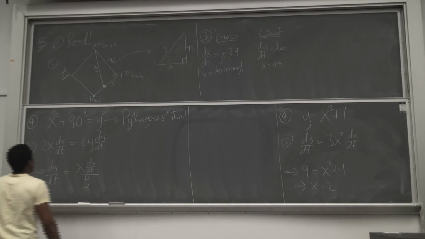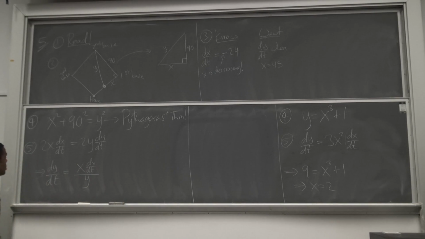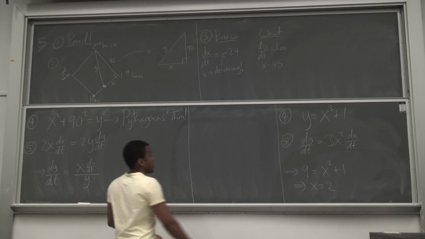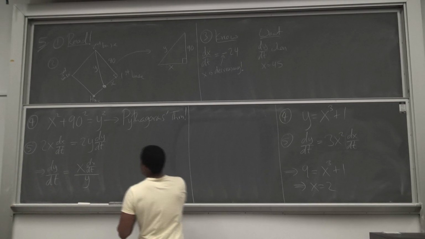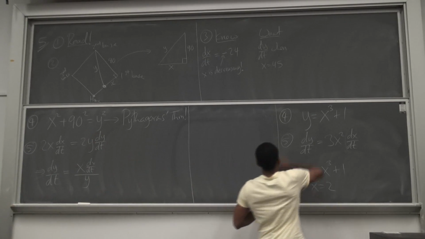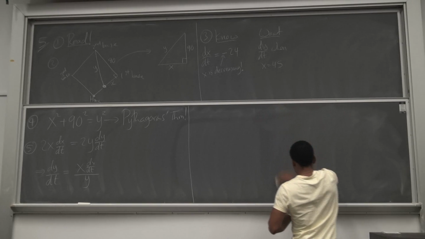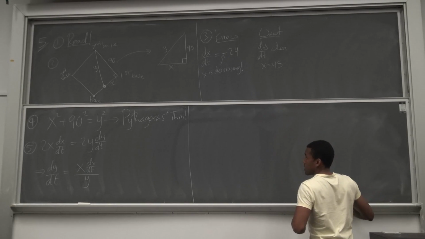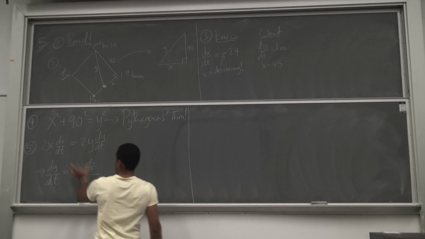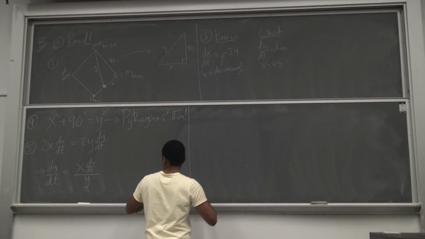So, do I have everything I need here? Well, I know x is 45. I know my dx/dt is minus 24. The y I don't know. Y I have to find. So now I go back to the equation from step 4, not this step 4. This y I want to figure out, so go back to that original equation and start plugging in numbers.